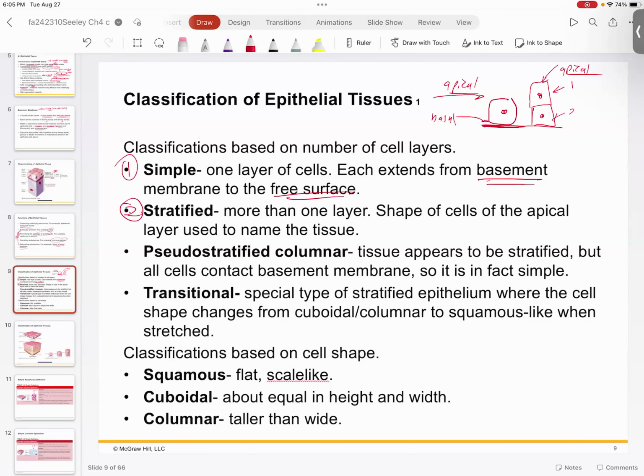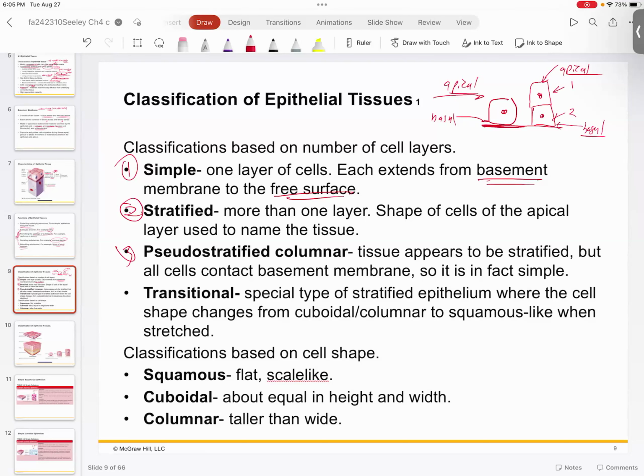Cell number two is in contact with the basal surface. Two different cell layers that are in contact with the apical versus the basal surface. That's what defines these guys as stratified. In this case, they have two layers. Then there's what's called pseudostratified columnar.